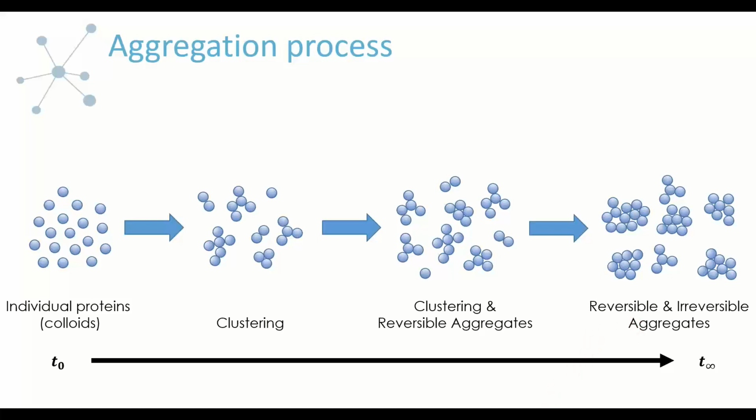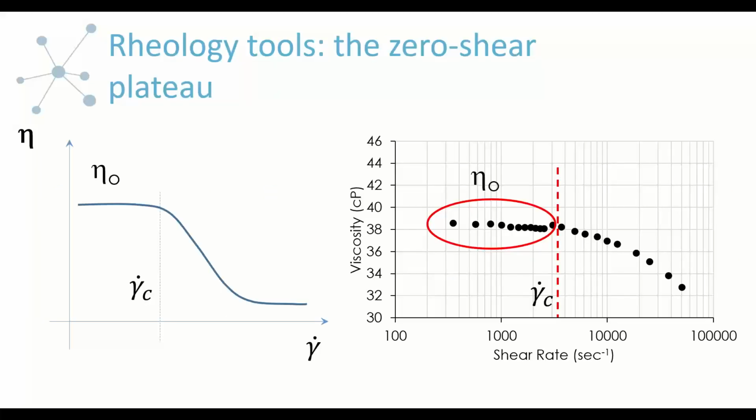So now I'll step through our viscosity data, but first we need to use some tools in our rheology toolkit, and we'll start with the zero-shear plateau. So we can investigate these interactions using rheology. Here on the left, we have an example of an idealized viscosity versus shear rate curve. And on the right here, we have an example of one generated with experiments in-house here at RheoSense with bovine gamma globulin.